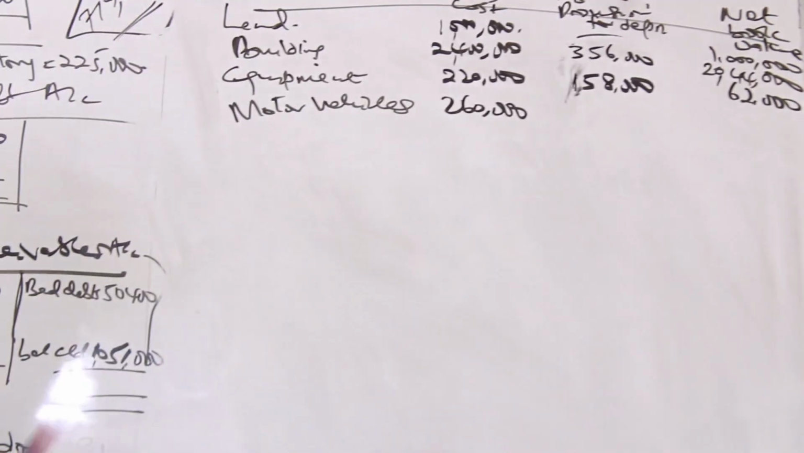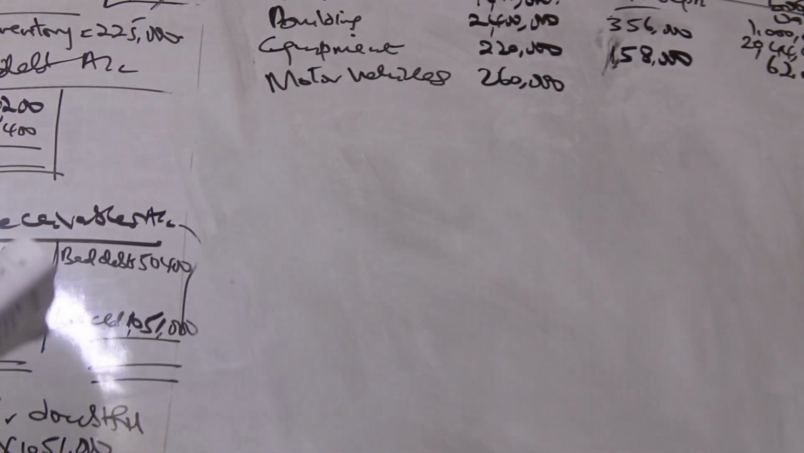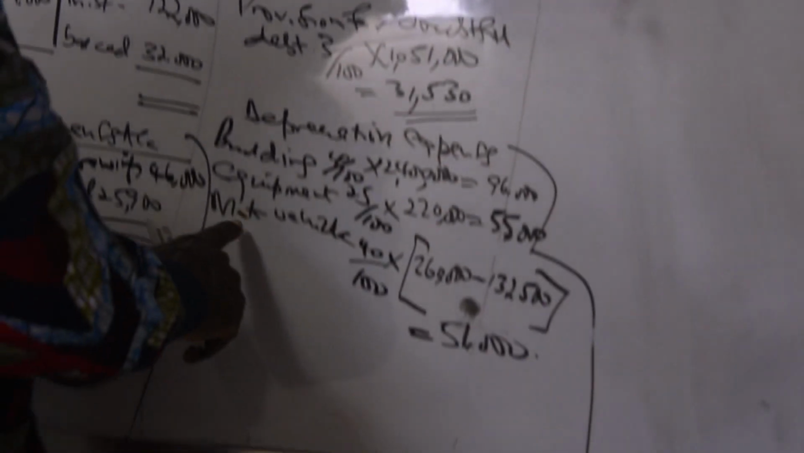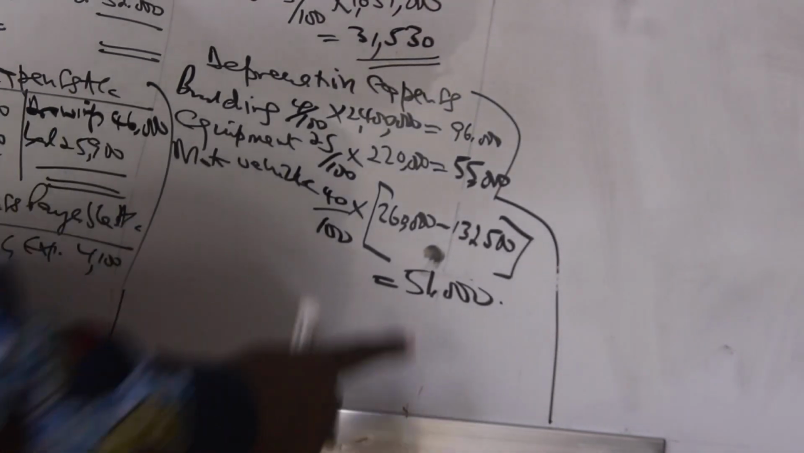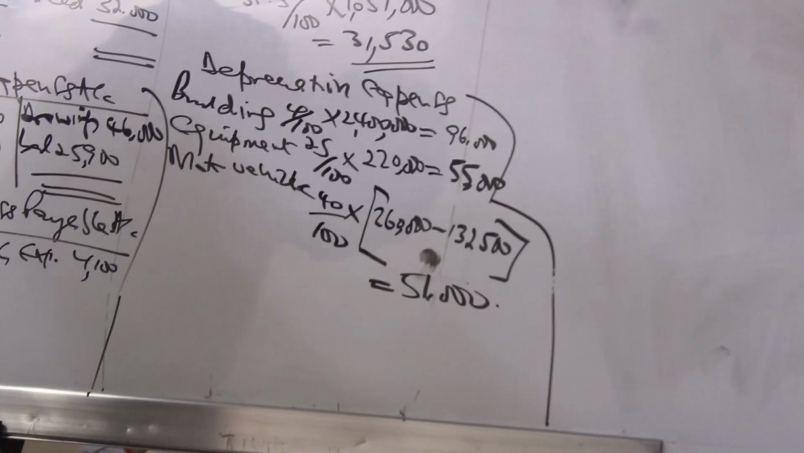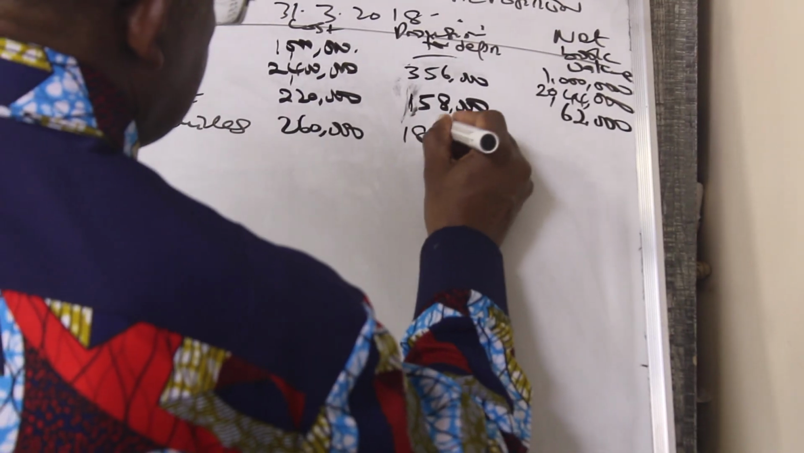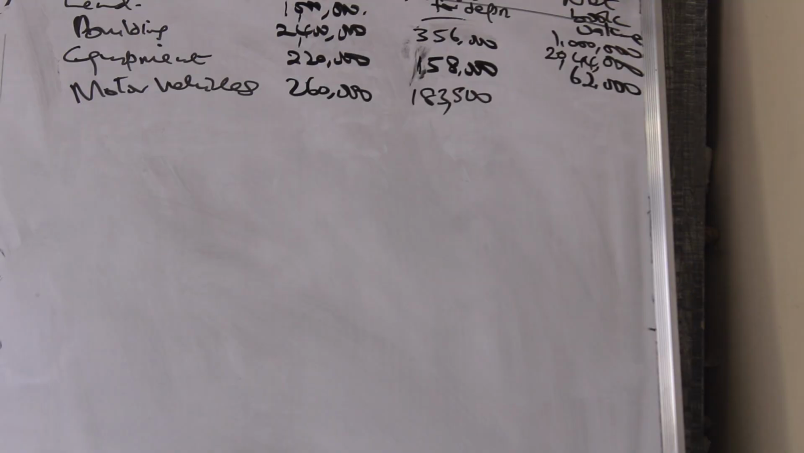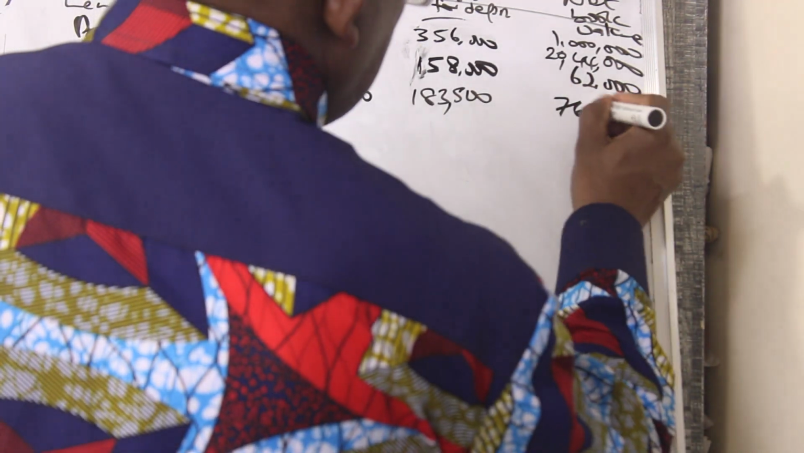Now, motor vehicle, the trial balance opening balance for motor vehicle is 132,500. Then you add the charge for the year. Motor vehicle charge for the year is 51,000. So you add 51,000, you get a figure of 183,500. We subtract from 260,000 minus 183,500, we get a figure of 76,500.